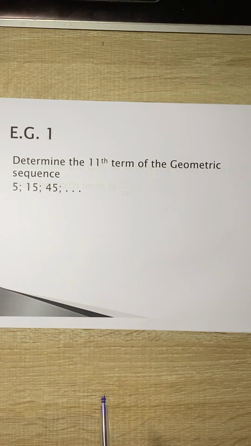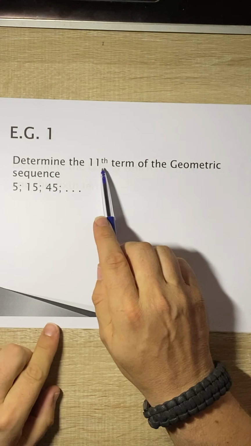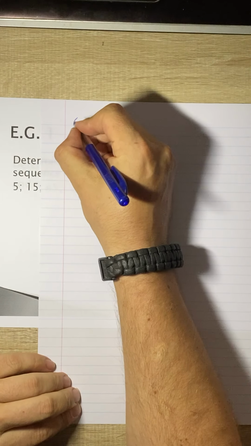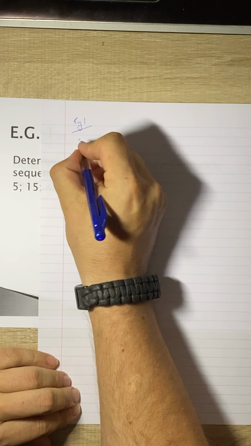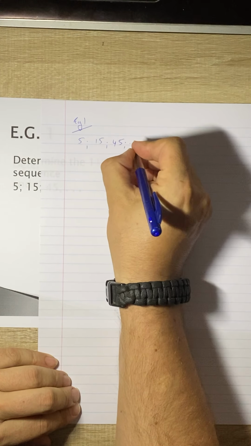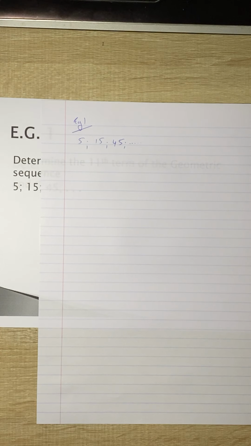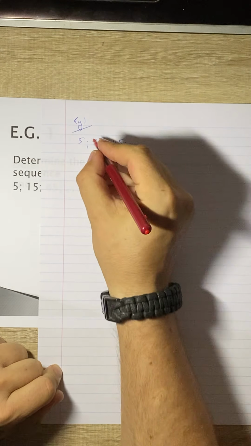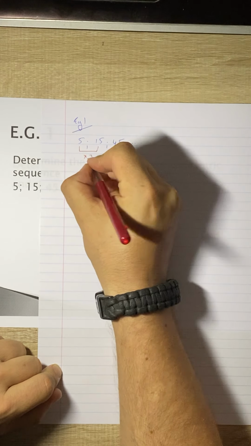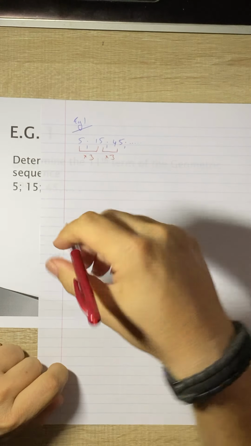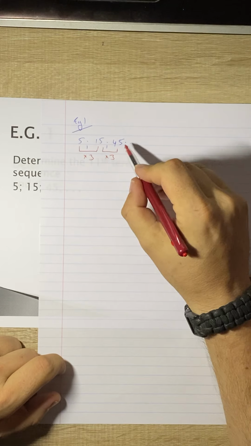Right, so if we go through the first example here, it's saying determine the 11th term of the geometric sequence 5, 15, 45, and it goes on and on. Okay, so if we take this divided by this, we can see we multiplied by 3. If we take 45 divided by 15, we can see that we multiplied by 3. So we can see that our common ratio is 3. We're multiplying by 3 each time.